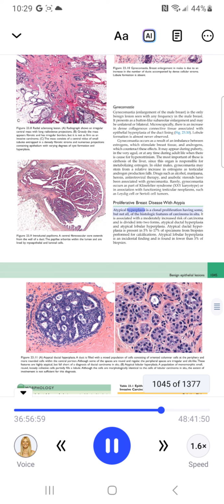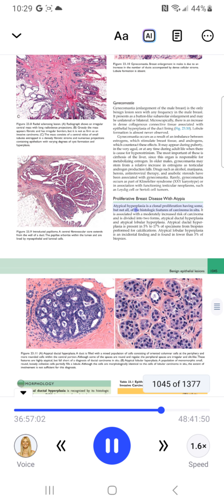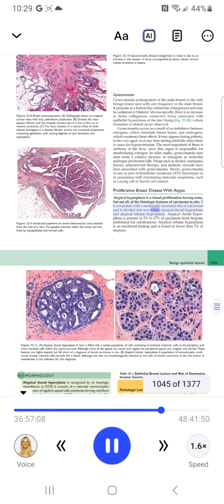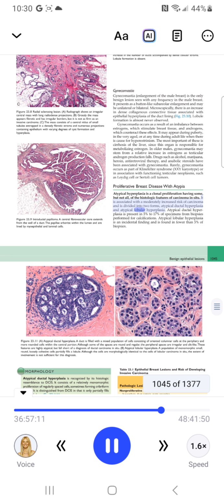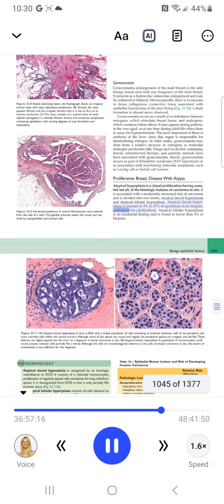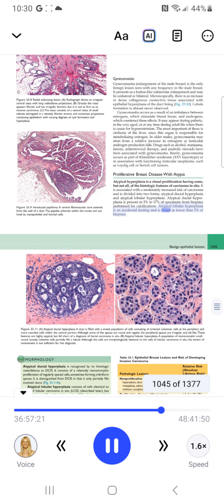Atypical hyperplasia is a clonal proliferation, having some but not all of the histologic features of carcinoma in situ. It is associated with a moderately increased risk of carcinoma and is divided into two forms, atypical ductal hyperplasia and atypical lobular hyperplasia. Atypical ductal hyperplasia is present in 5% to 17% of specimens from biopsies performed for calcifications. Atypical lobular hyperplasia is an incidental finding and is found in fewer than 5% of biopsies.